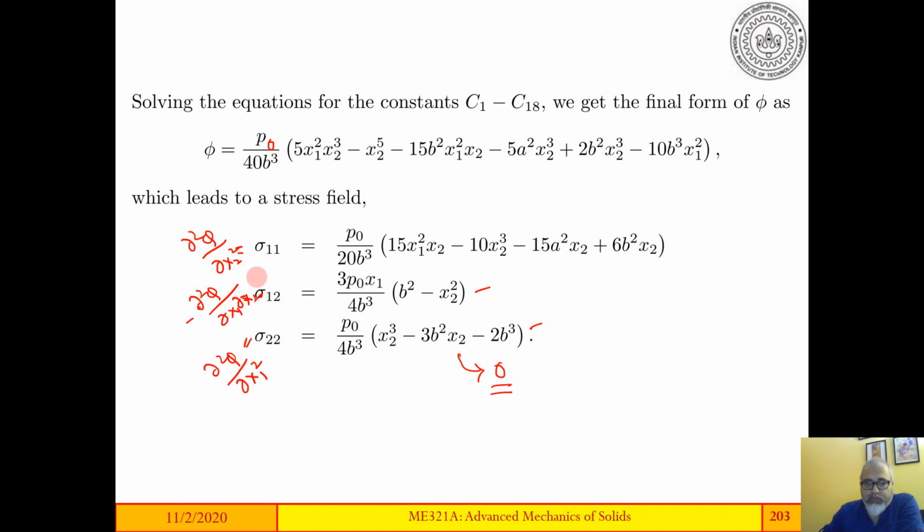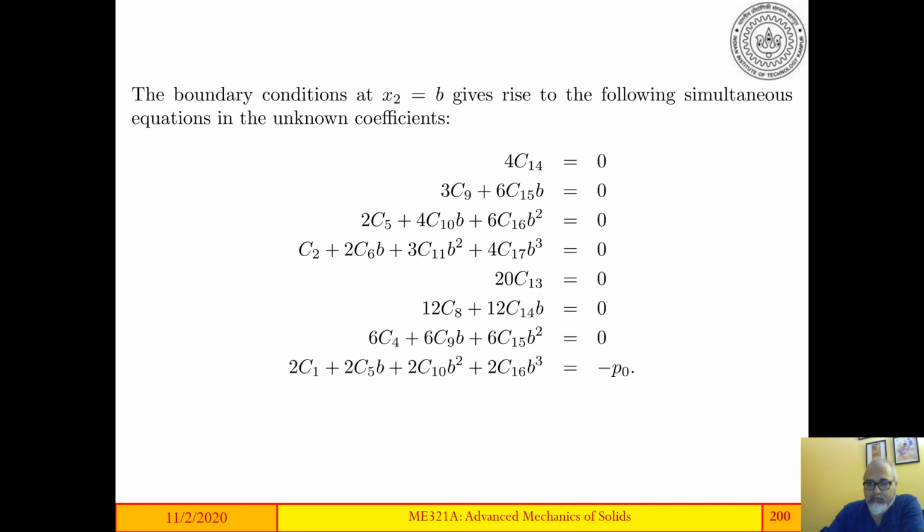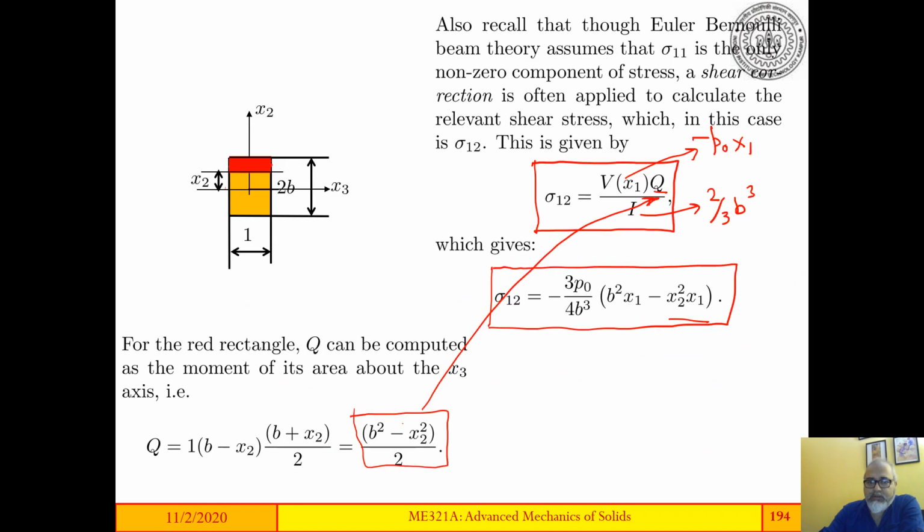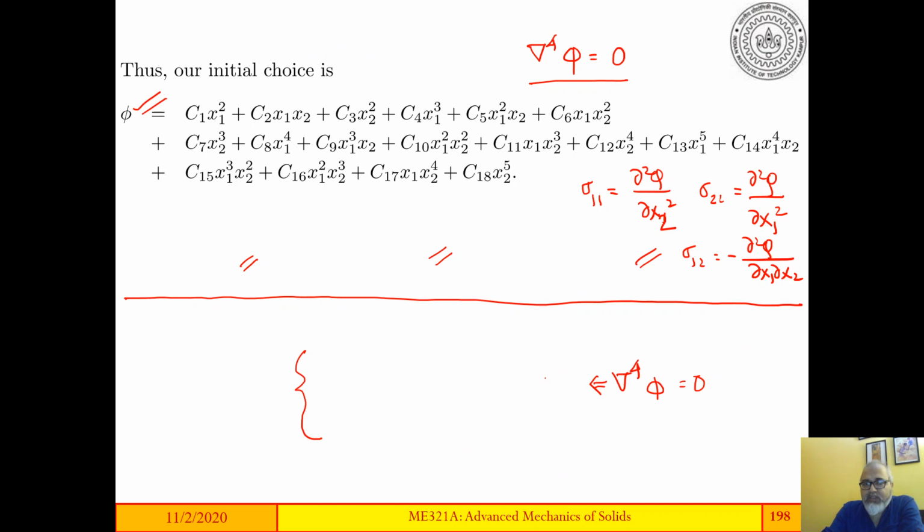Look at the sigma 1 2 equation. This is exactly the same as the sigma 1 2 that we got from the shear correction. The shear correction that we did was based on the strength of materials formula, that sigma 1 2 is shear force times Q by I. So that shear correction is exactly the same as the shear stress that we get from this extended procedure.